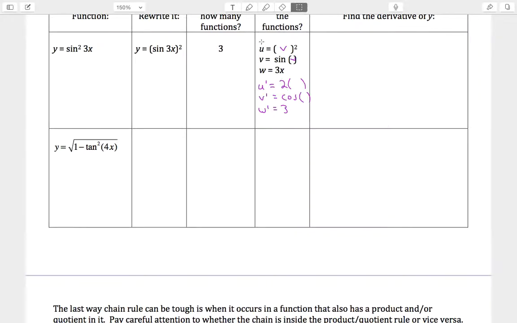Okay, it's okay. We're going to get you through this. I'm going to let u be sine 3x. Do you see that? So then f(u) is u squared. Are you okay with that? You good with that?